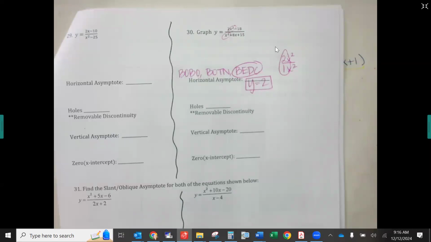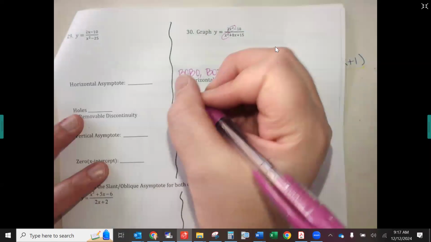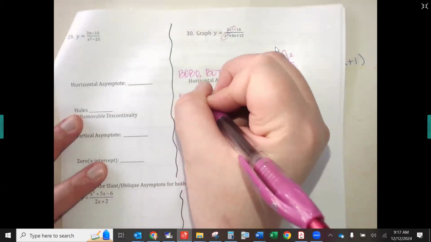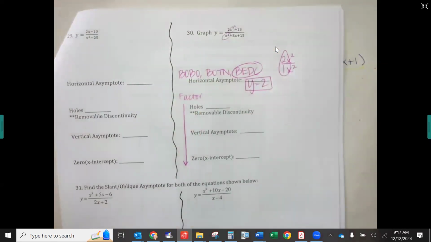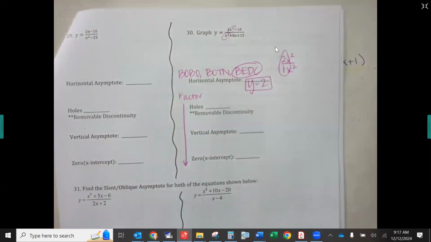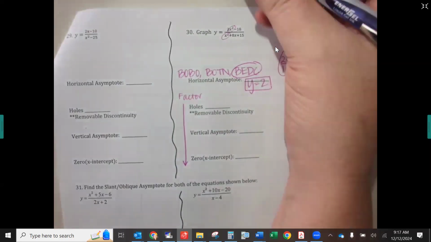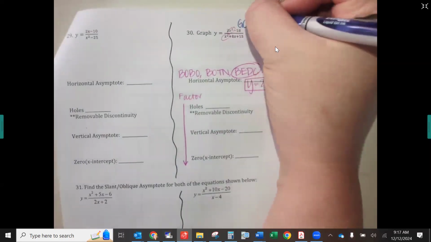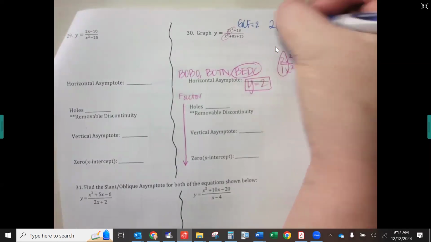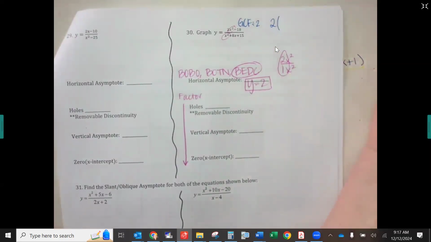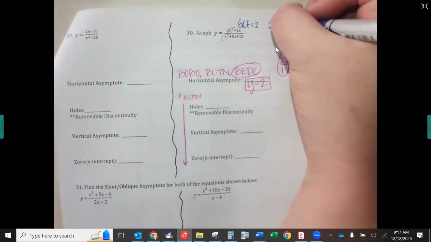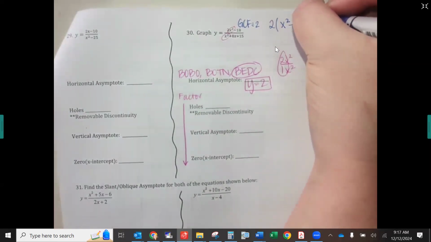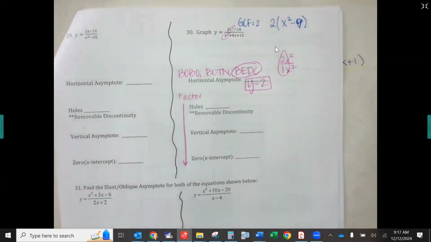Okay, holes. Remember, to find every other feature, you have to be able to factor. So let's factor our equation out of the top. What could I take out of both? What GCF? 2. And when I take a GCF of 2 out, what is that going to leave me with? My 2x squared, now it'll be just a what? X squared, and then my 18 will now be a 9. Okay, now that's not all the way done.